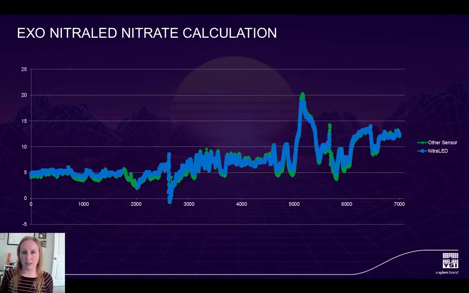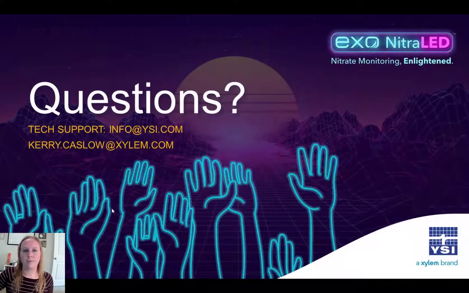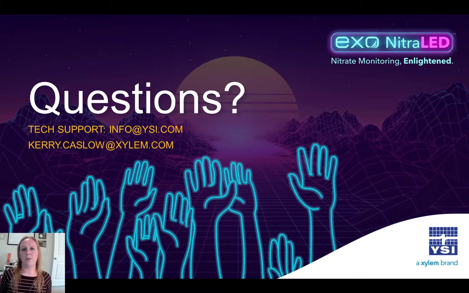Zooming out to view the remainder of the data at this site, we can see that the storm event is right here. And you can also see additional comparisons to the other sensors. As you can see, our NitraLED sensor, which is in blue here, was able to accurately measure ranges of nitrate from about 0 milligrams per liter up to about 20 milligrams per liter. As you can see from this presentation, the computation of nitrate in the NitraLED sensor is pretty complex, but it's intended to provide the most accurate readings as part of a robust water monitoring system.